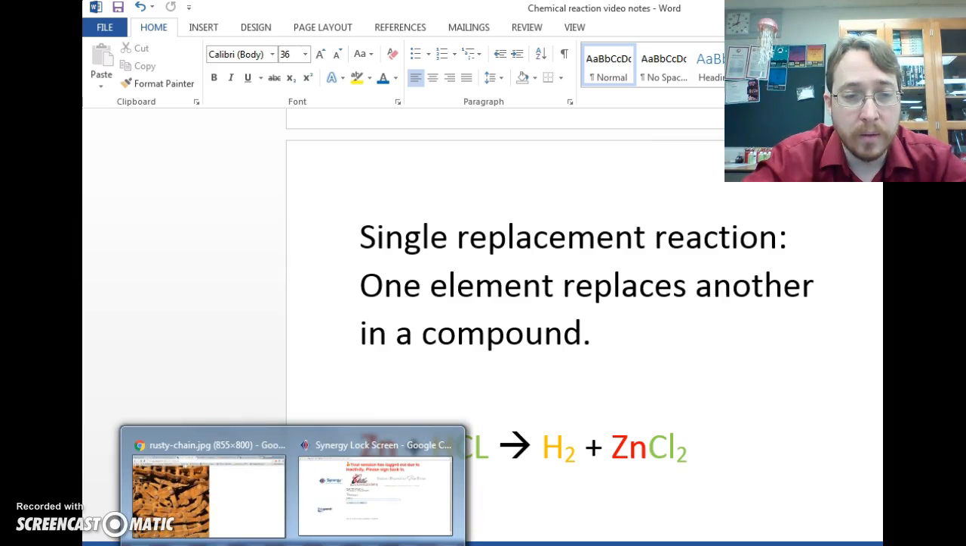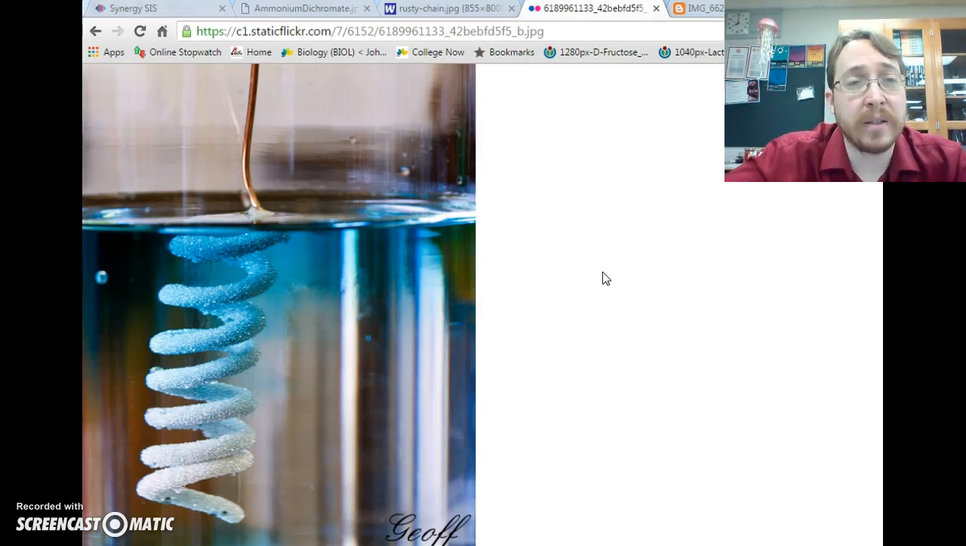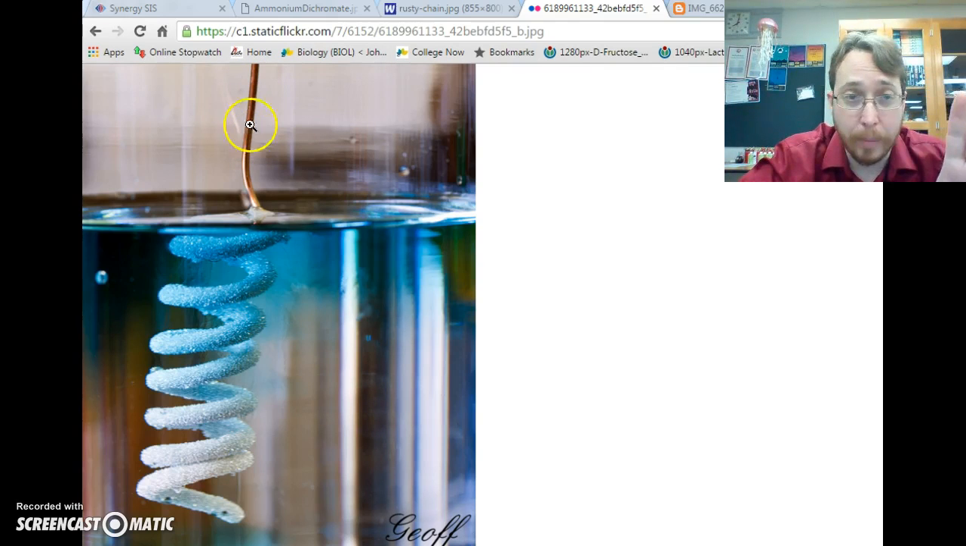Well, what does that look like? Another example of that is this. This is copper and silver nitrate. Silver nitrate is this clear liquid. It's in water, so it's dissolved in water. So we have the silver nitrate dissolved in water, and we have the single copper wire. Just one element. It's just pure copper, single copper wire. Well, when we put this wire into the silver nitrate, the copper replaces the silver in the silver nitrate to give us copper nitrate. And copper nitrate is blue. So you can begin to see the blue liquid forming for the copper nitrate.